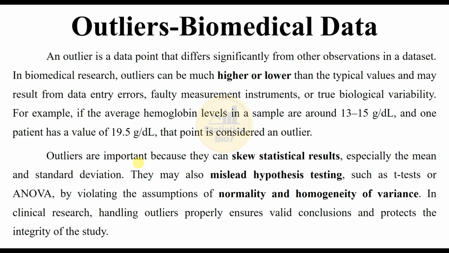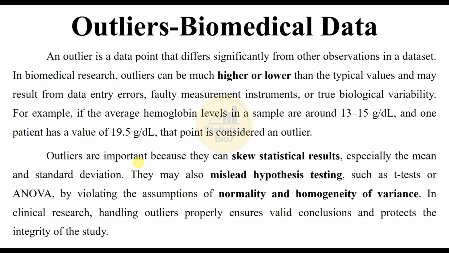For example, if the average hemoglobin level in a sample is around 13 to 15 milligrams per deciliter and one patient has a value of 19.5 milligrams per deciliter, that point is considered an outlier.